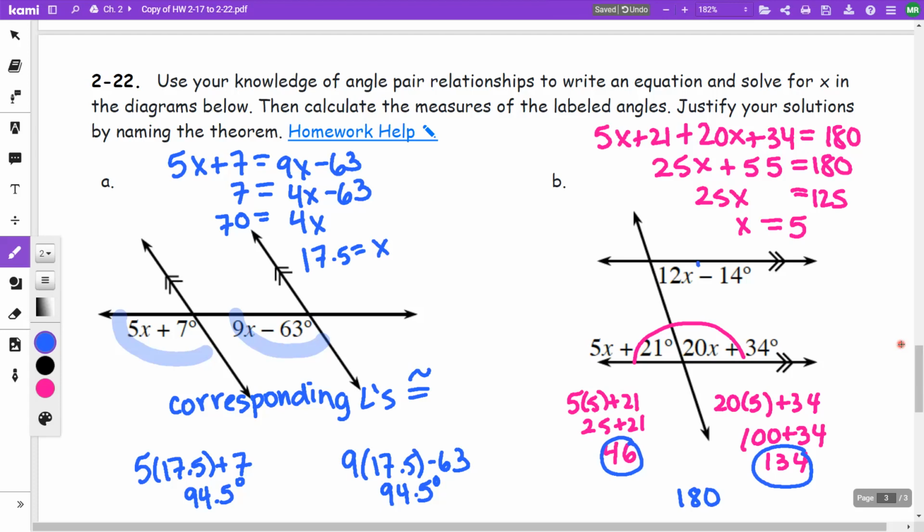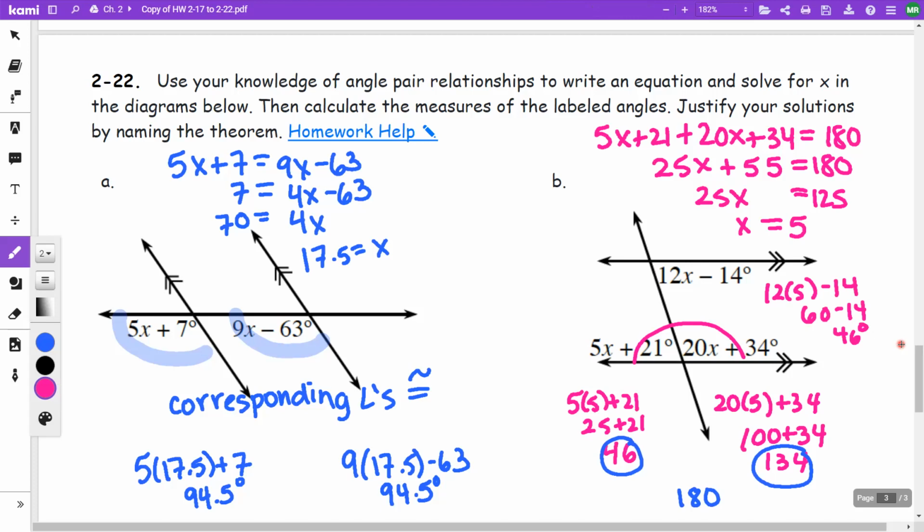Now, this angle up here should also end up being 46 for a couple of reasons. It's alternate interior angle. Okay, that's one thing. I could have also done that as an equation. So let's just double check the math and make sure that that's what I'm getting. So 12 times 5 minus 14. I get 60 minus 14, and that is 46.